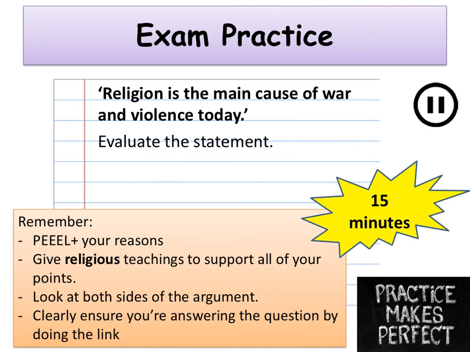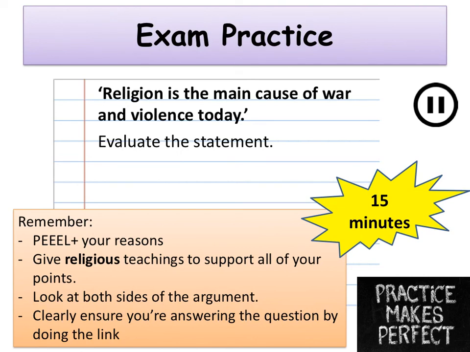The final thing that we need to do is our last exam practice question. This is a 12-mark question, so it's an evaluation statement that we need to look at. You get 15 minutes to do one of these, and you need to make sure that you're looking at both sides of the argument. The statement that we're going to look at is, religion is the main cause of war and violence today. Remember, you need to use Peel paragraphs in your reasons.